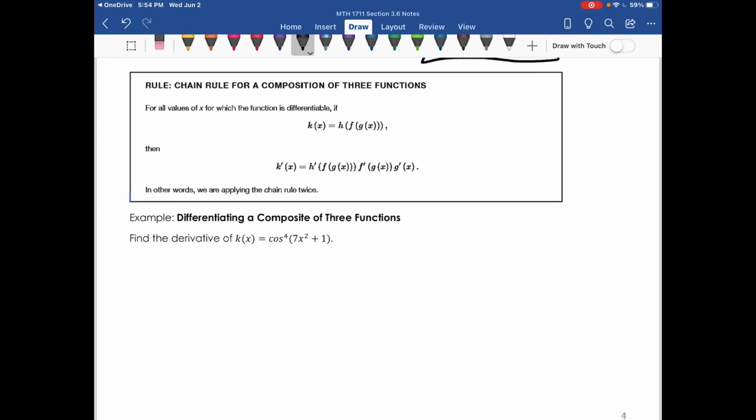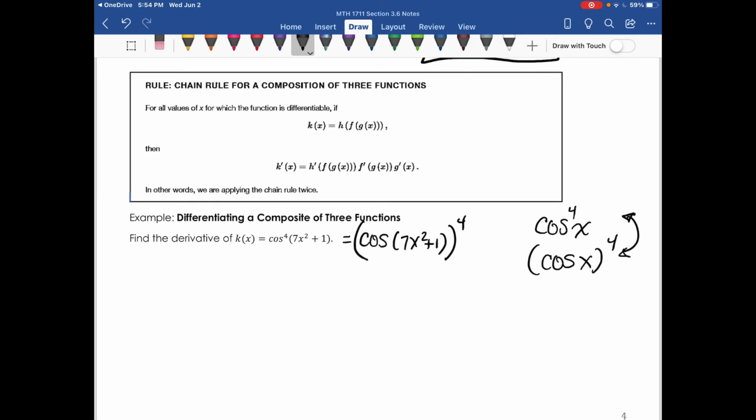In this next example, I'm going to show you a function where you have to use the chain rule more than once. So this is a composite of 3 functions. And let me show you, when I rewrite this, what that looks like. Don't forget that cosine written like this, cosine to the 4th x, is the same thing as saying cosine x to the 4th. These are equivalent. So I'm going to rewrite cosine to the 4th of 7x squared plus 1 like this.